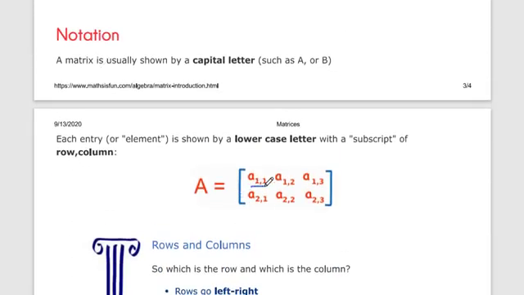Also the notation: first we have to write the row number and then the column number. This is first row, first column; this is first row and second column, so A12. Like this, first we write the row and then the column.